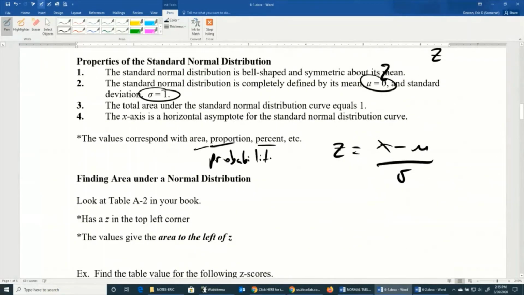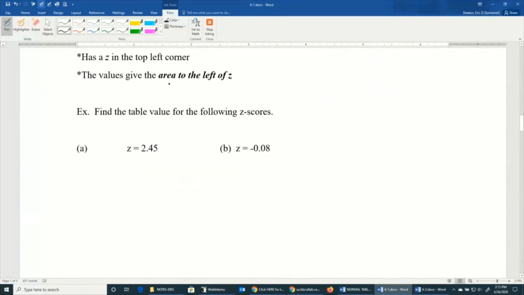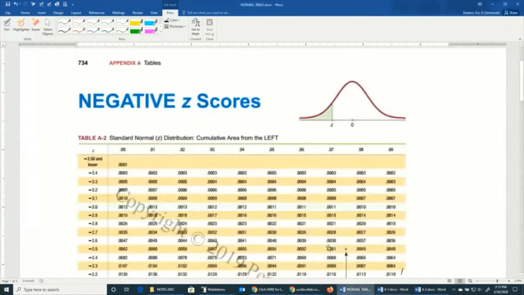So if it's asking those questions, these are all done the same way. So here we go. And the key thing about the table is that it does give us the area to the left, and you can see that on the table up here. Area from the left or area to the left, however you want to read it. There's a picture for you also. So these are z-scores with area to the left.